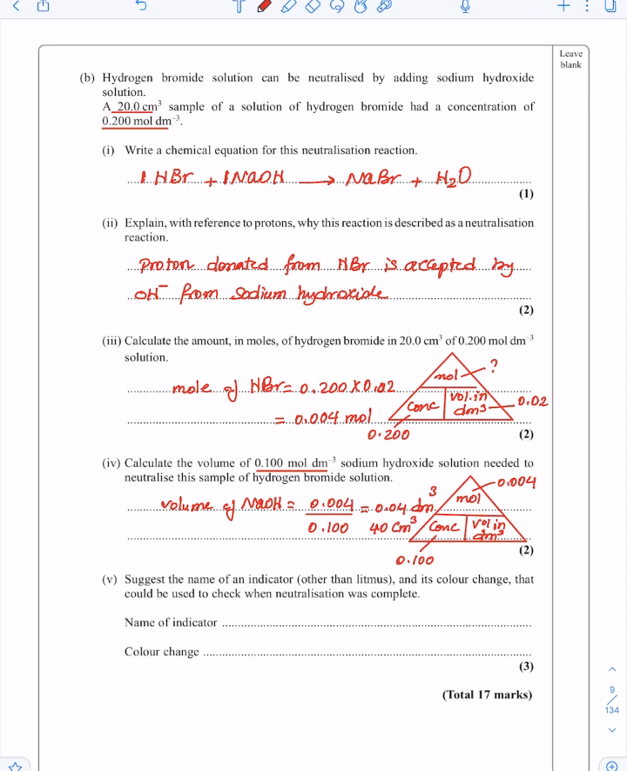Part v. Suggest the name of an indicator other than litmus and its color change that could be used to check whether neutralization was complete. If we choose phenolphthalein, what is the initial color? I was neutralizing hydrogen bromide solution by adding sodium hydroxide. So the starting color is the color of phenolphthalein in acid, which is colorless, and the final color, the end point, is pale pink. So the color change is from colorless to pale pink. That is if I use phenolphthalein. If I use methyl orange, the starting color in acid is red, and the final color is orange. So from red to orange.